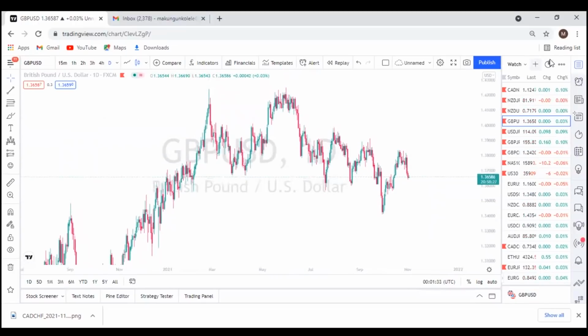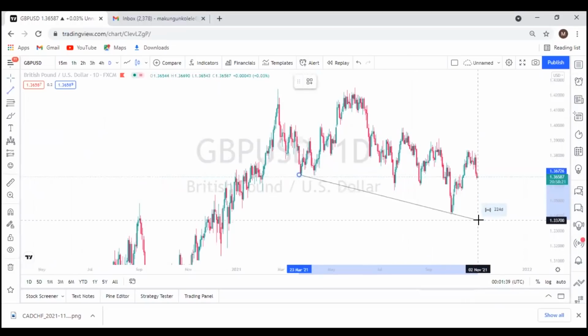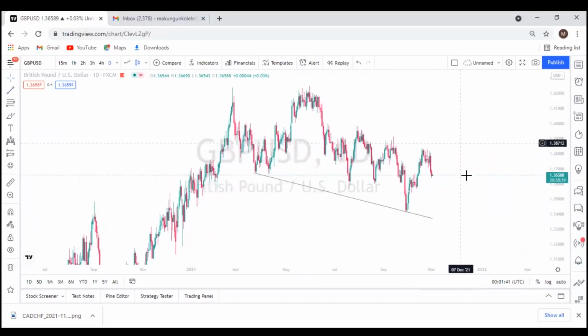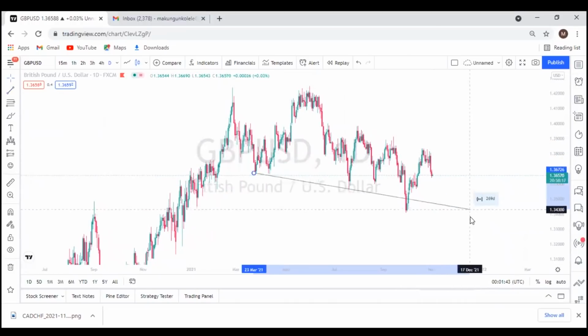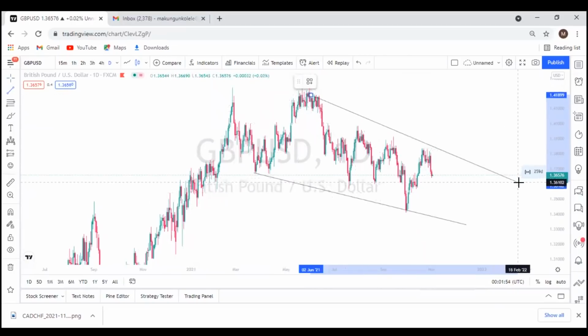Okay, let me maximize my screen. So we are having this kind of movement, right? It's a descending structure, right? Which means eventually there's gonna be a breakout for a buy.